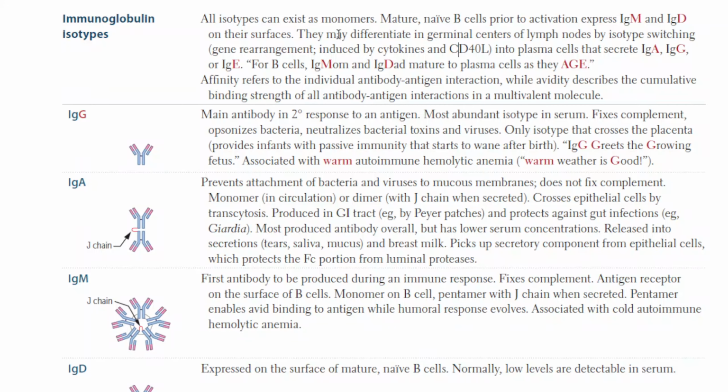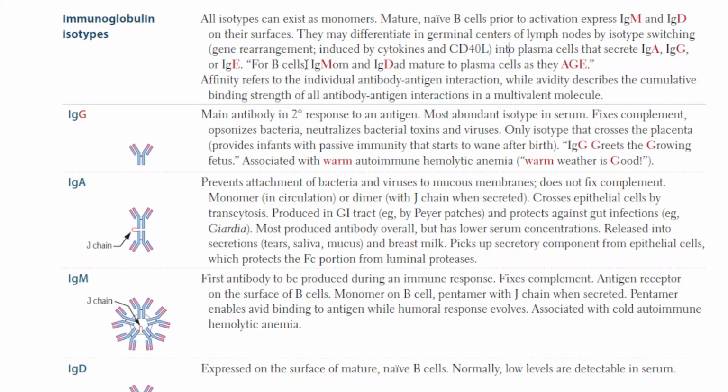So they might differentiate in germinal centers of the lymph node by isotype switching. This is the gene rearrangement induced by the cytokines and CD40L into the plasma cells that secrete immunoglobulin A, G, or E.